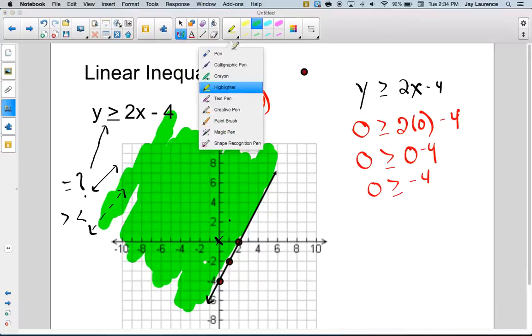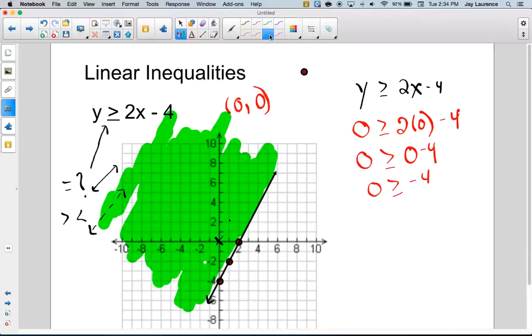Okay, so let's see here. Let's pick a point on the other side of the line. Let's pick 10, 0, just to make the math easy. So y is going to be 0. Is 0 greater than or equal to 2 times 10 minus 4? Nope, not at all, because that's going to be 20 minus 4, which is 16. 0 is not greater than 16. So I won't shade that side.